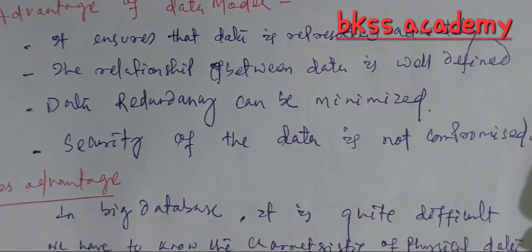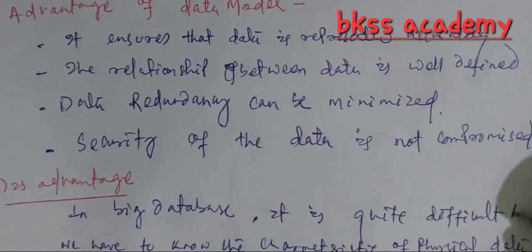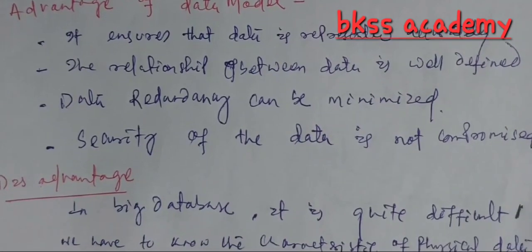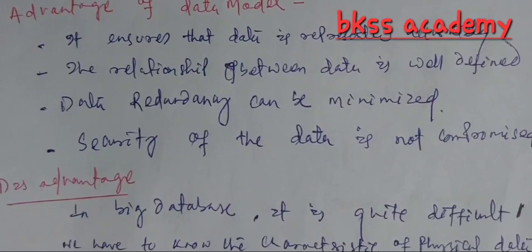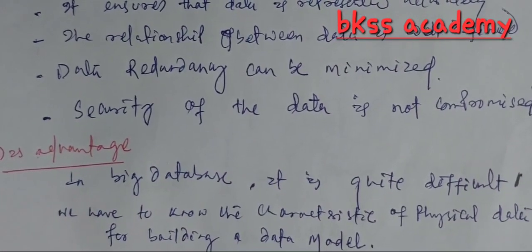The disadvantage is that in a big database it is quite difficult. This one is important: we have to know the characteristics of the physical data for building a data model. This is all about data models.